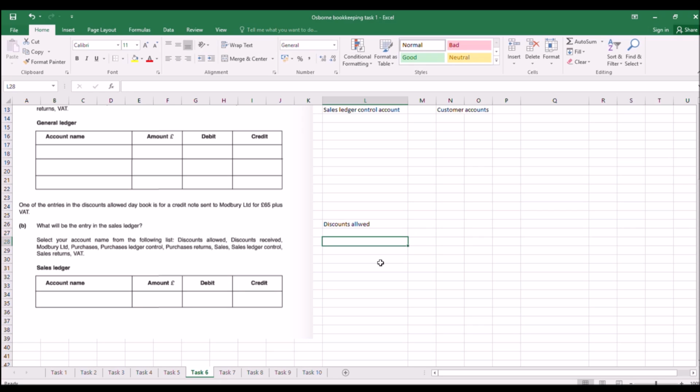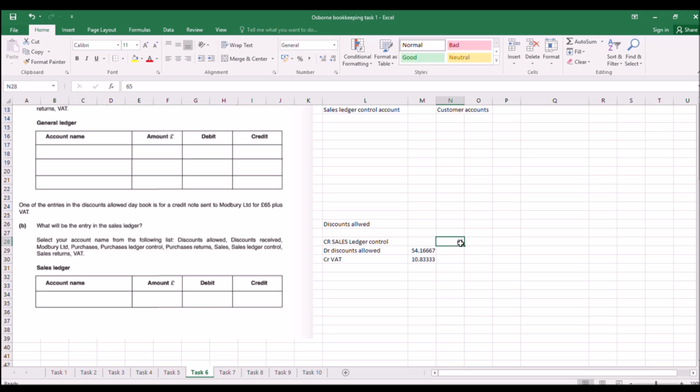So what we're going to have then is credit the sales ledger control account. And so that was £65. Credit the £65 in the sales ledger control account. We would also have debit discounts allowed and debit the VAT. So the debit to discounts allowed is going to be divided by 1.2, and the VAT on that is going to be the difference. So it's £10 and entry of that. So that was the VAT there, and that's the double entry bookkeeping in the general ledger.